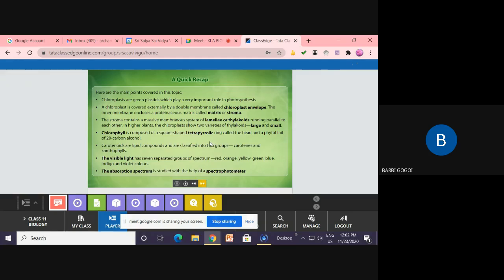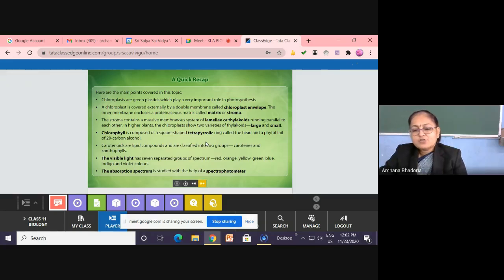Chlorophyll is composed of a square-shaped tetrapyrrolic ring called the head and a phytol tail of 20 carbon alcohol. So all have learned these names: chlorophyll is made up of the tetrapyrrolic ring called the head and the phytol tail, which is made up of 20 carbon alcohol.